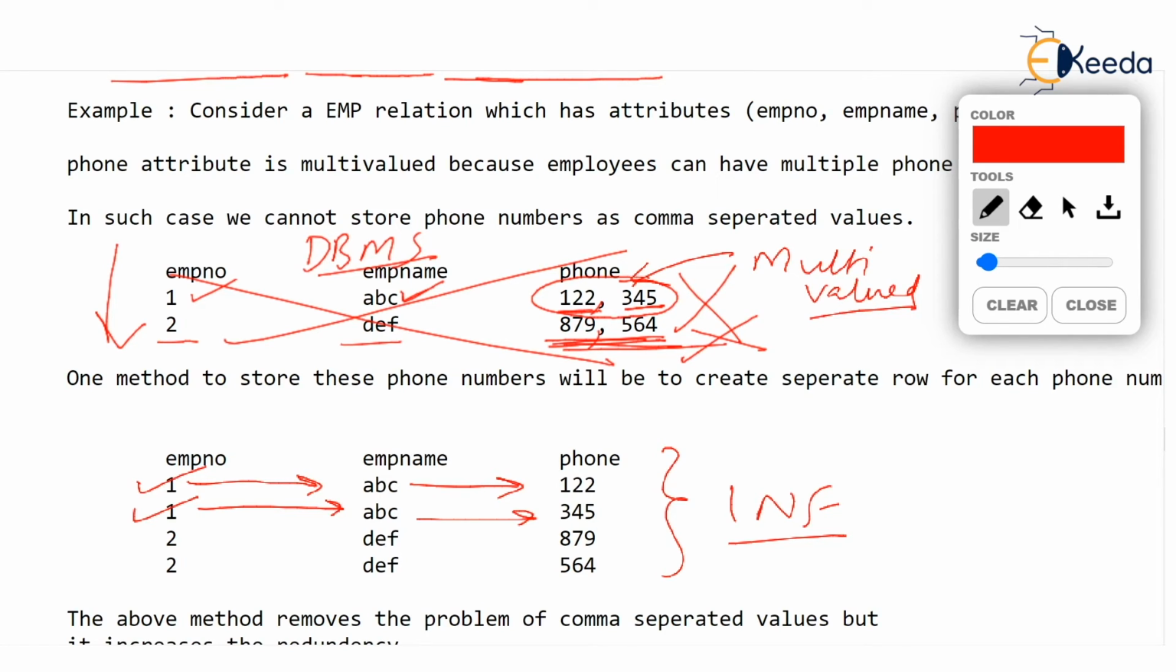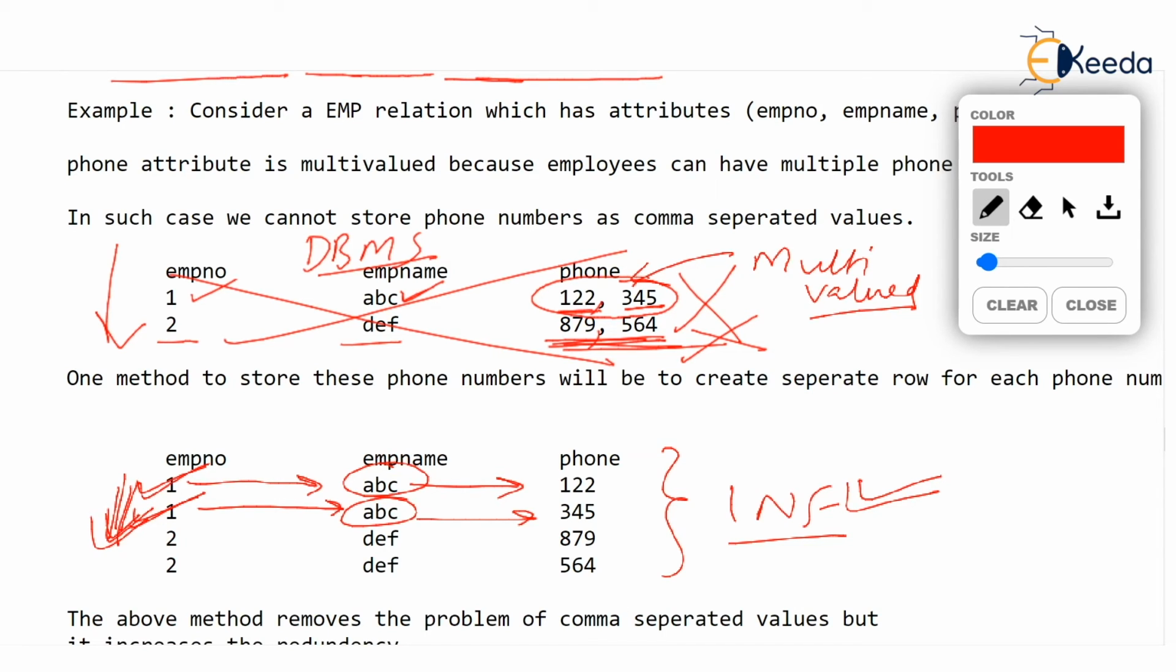But there is a disadvantage to this. You are storing ABC two times, just because that person has two phone numbers. What if this ABC had 10 phone numbers? You can't afford to store this ABC information 10 times like this. That means this is going to produce a huge amount of redundancy. But this is in 1NF. So what is 1NF, the first normal form? Every table is always in first normal form because every attribute is atomic.